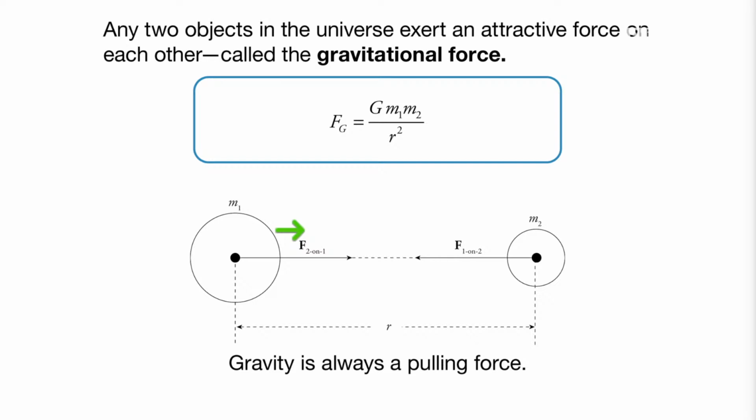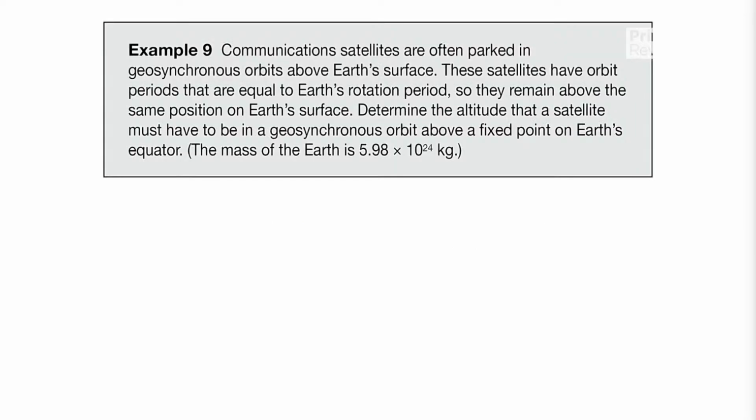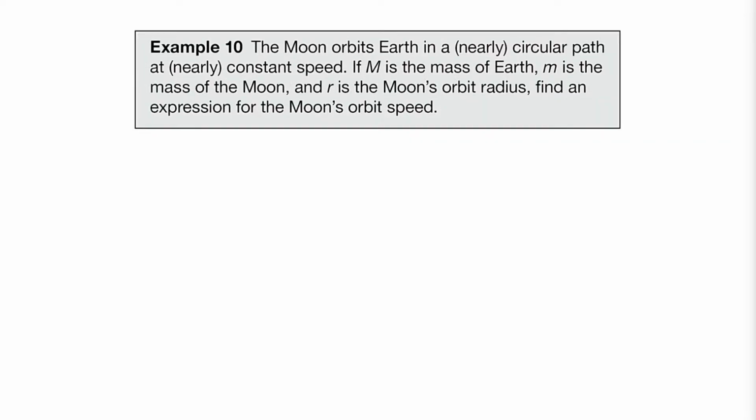But let's take a look at an example that pairs circular motion with gravity, and maybe we'll finish with that idea. That's not that example. Let's do this one. For example 10, it says the moon orbits Earth in a nearly circular path at nearly constant speed. So there are some clues to suggest that here we've got uniform circular motion, which should make us think about centripetal force and F net as ma. It says if big M is the mass of the Earth and little m is the mass of the moon, and r is the orbital radius, find an expression for the moon's orbital speed.